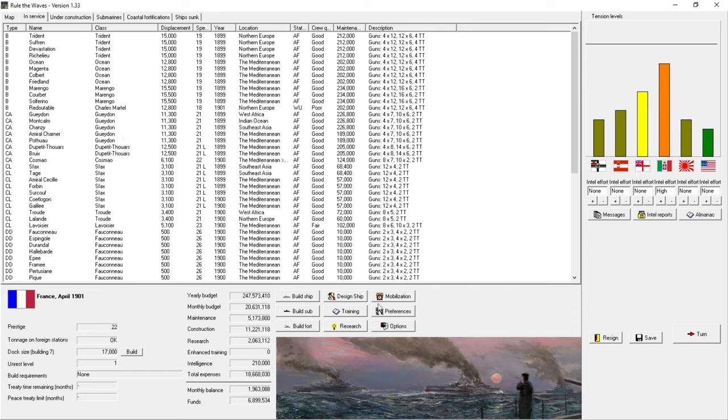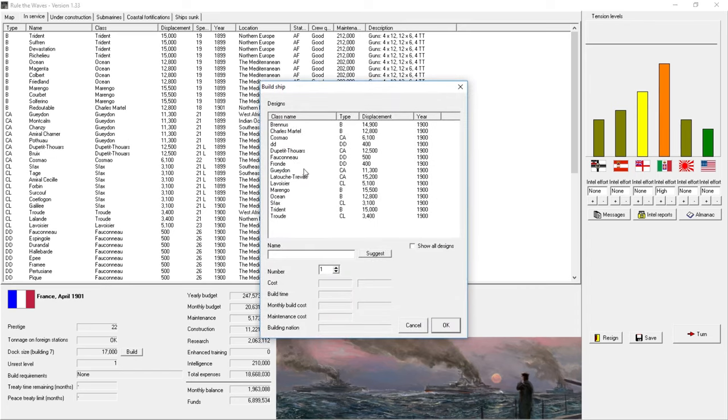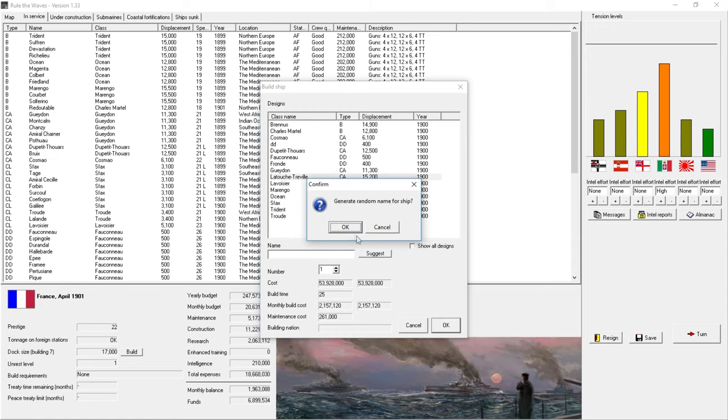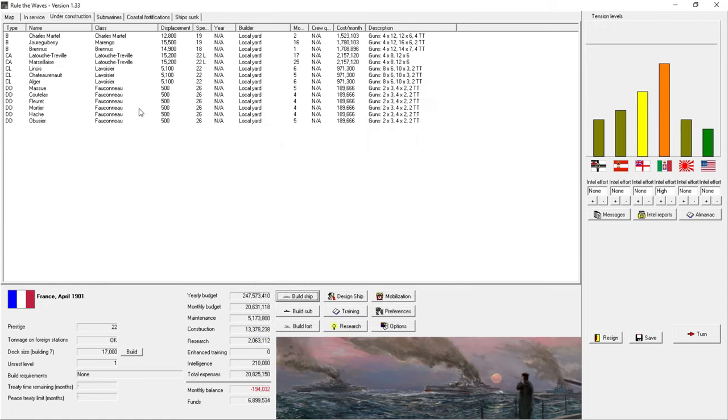Everyone's more or less on station. I guess we're just going to go ahead and build another of the Lachtuch class. She's going to be about 2.1 million per month. That'll put us in the red, but not by much, and we've got a 6 million surplus. So we'll generate a random name, and you can see one was assigned. It is the Marseille, it looks like.